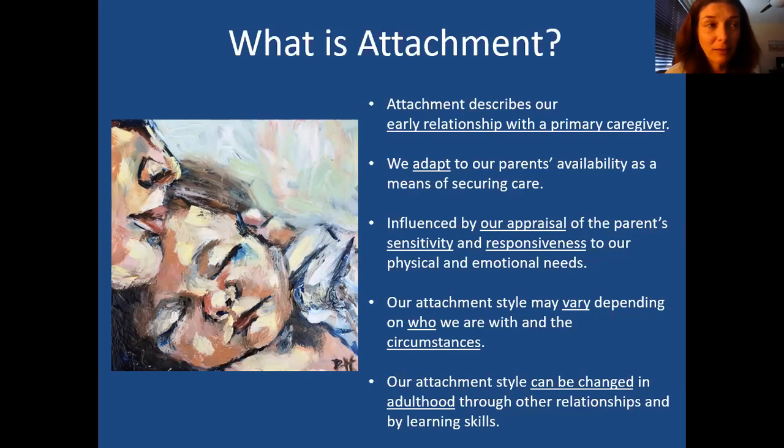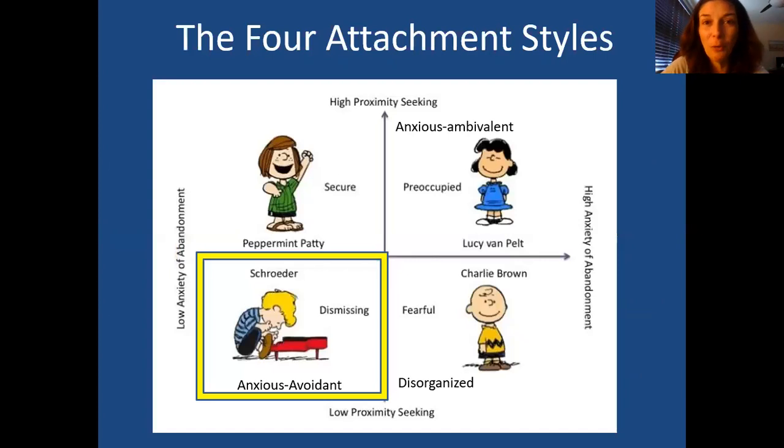So if you have an attachment style that's one of the insecure ones, like the one we're talking about today, you could also work toward becoming more secure. And they call that earned secure. All right, so that's the good news. It's possible to change and get better. All right, so quick review of the four attachment styles.